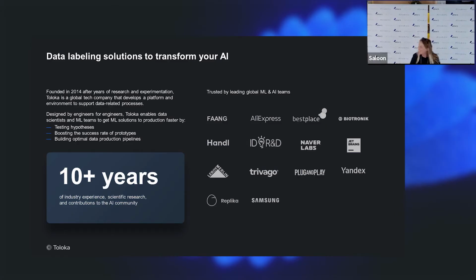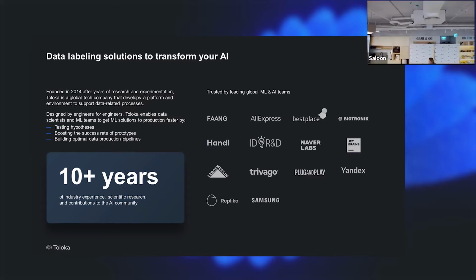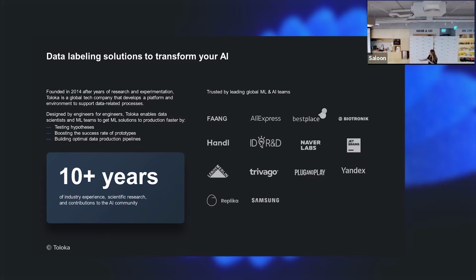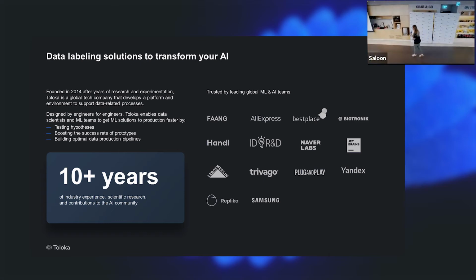Guys, thanks for coming. So my talk is about data labeling, and let's just get into it. So why are we going to talk about data labeling?